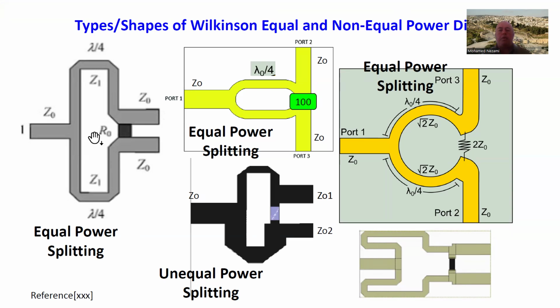The Wilkinson divider, you can see a variety of shapes and different ways of implementation, but all of them follow the principle of a quarter-wave transformer section, okay, which you're all familiar with. They can have a straight implementation like this, okay. They can be rounded, or they can be meandered like this, so that you can get it narrower horizontally or vertically, depending on the situation that you encounter.